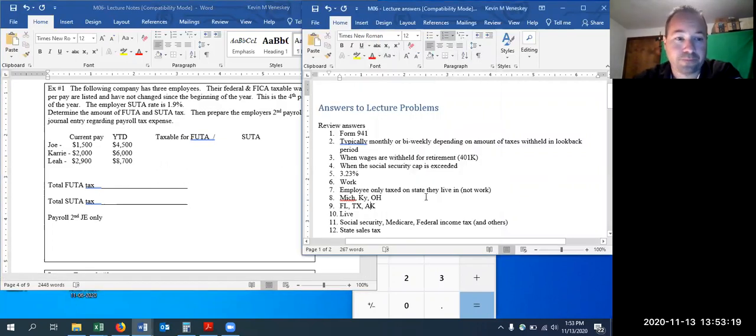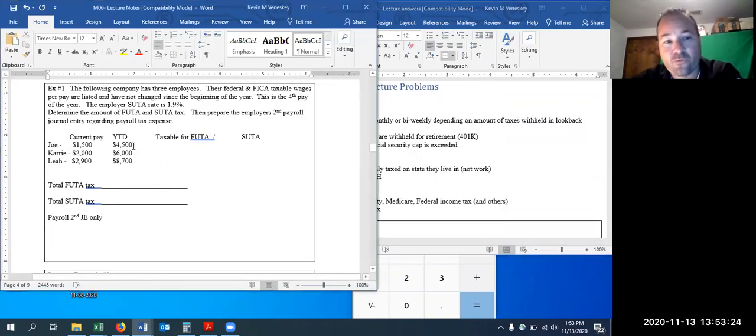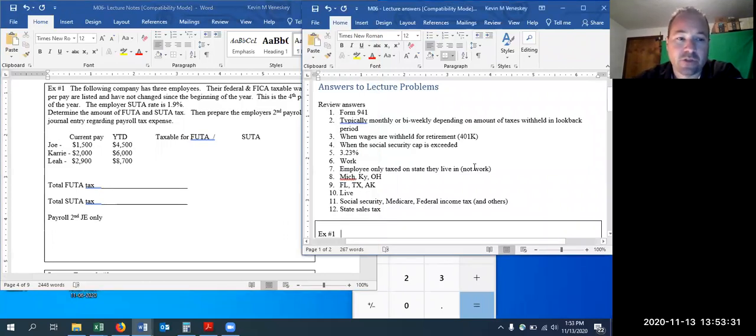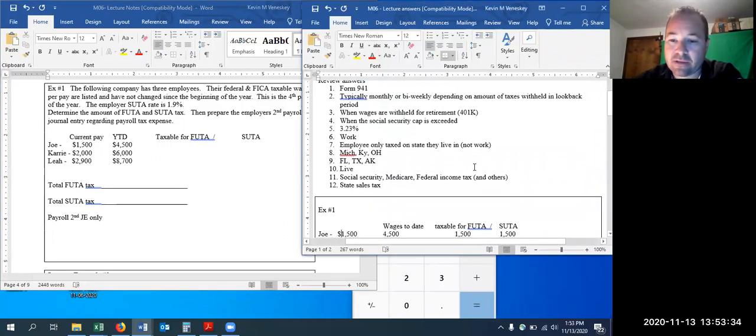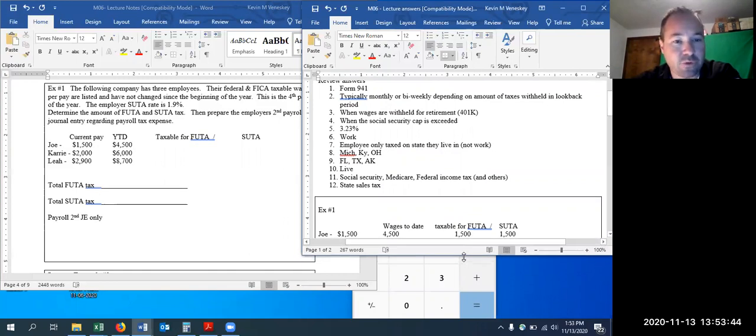Okay, with example 1, let's first look at Joe. Joe, year to date, 4,500. If we add in an extra 1,500, he's only at 6,000. He's not over any cap. So Joe is going to have the full amount taxable. So taxable for FUTA, full 1,500. And then of course for SUTA, if you don't hit it for FUTA, you're definitely not going to hit it for SUTA. So all I ask for here is just to determine the amount that's taxable. And then at the bottom, when we total it all up, that's when we'll figure up the total tax.